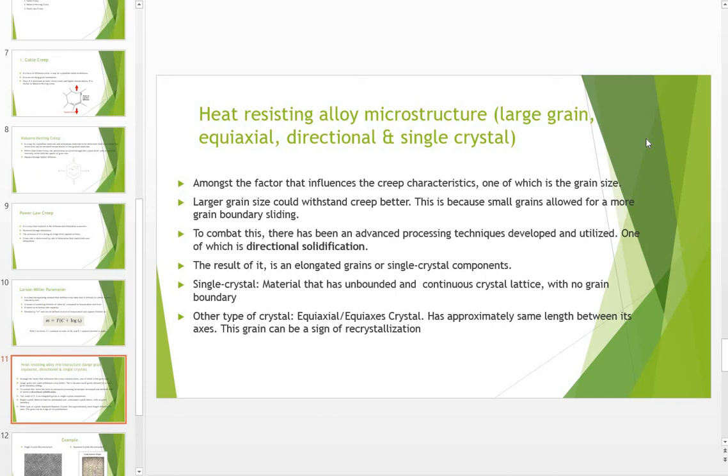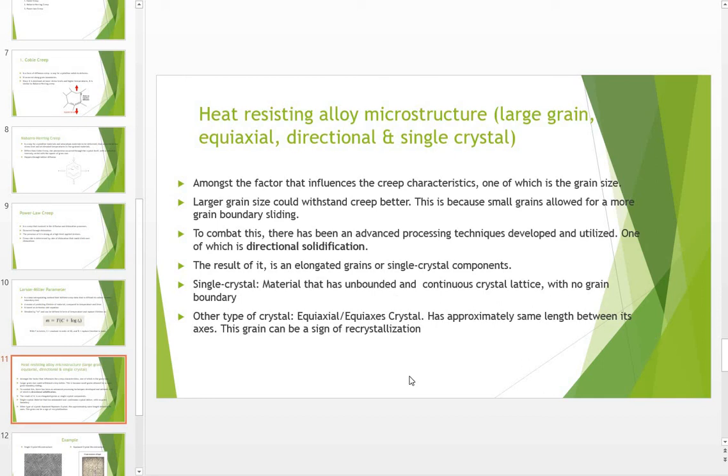And to overcome this, some highly advanced processing techniques have been developed and utilized. One of them is called directional solidification, which produces either highly elongated grains or single crystal components. So what are single crystal components? It's a material which has a continuous and unbroken crystal lattice with no grain boundaries.